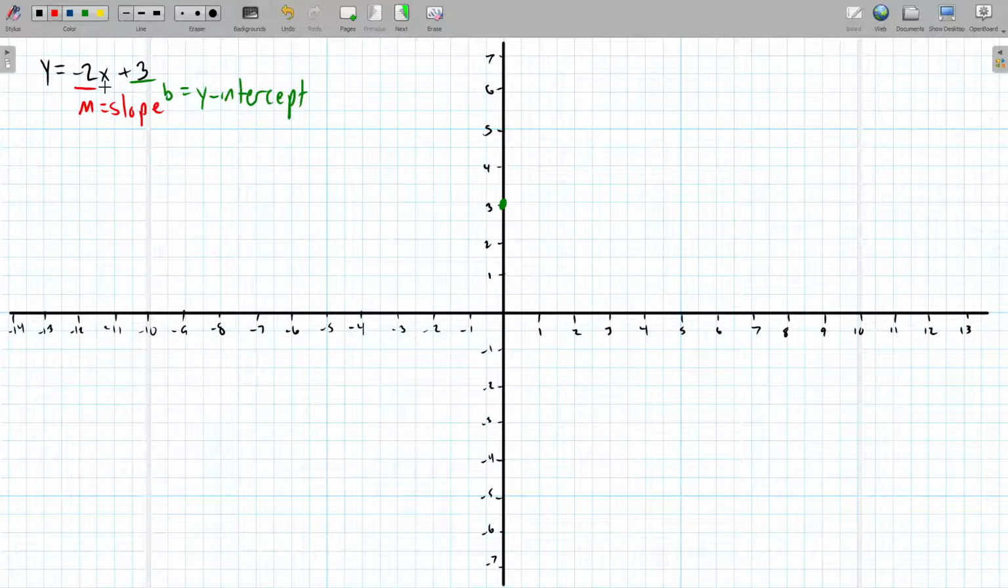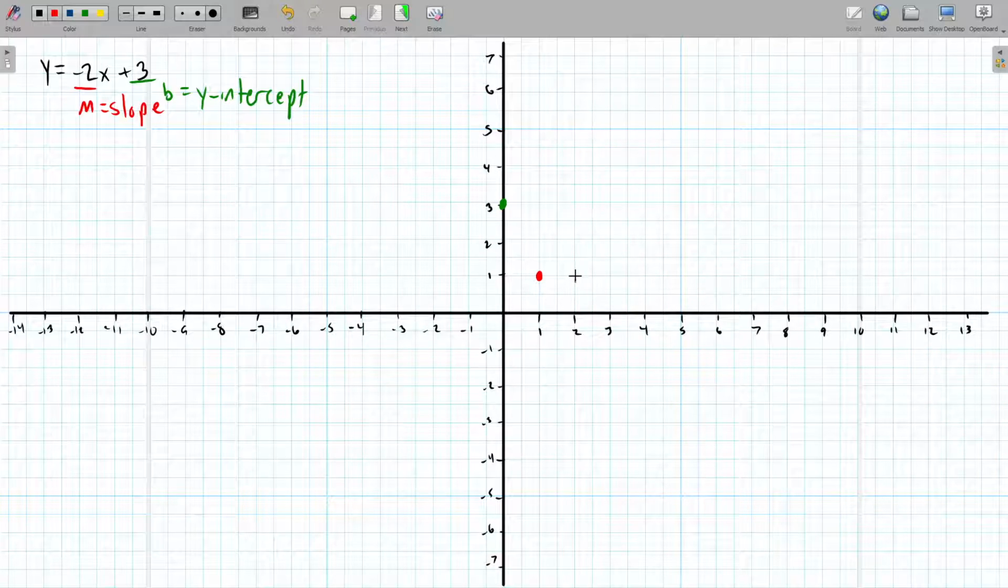Now the slope is going to help us get our second point. So the slope in this situation is negative 2. That means I'm going to go over 1 unit to the right, and then my slope is going to dictate how many units I have to go up or down. So I'm going to go over 1 unit to the right, and my slope is negative 2, so I have to go down 2 units. So just like that, I have 2 points. I can make a line.